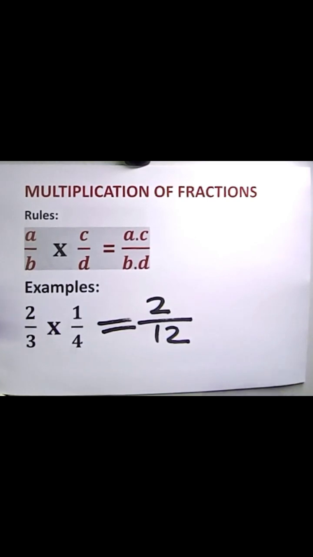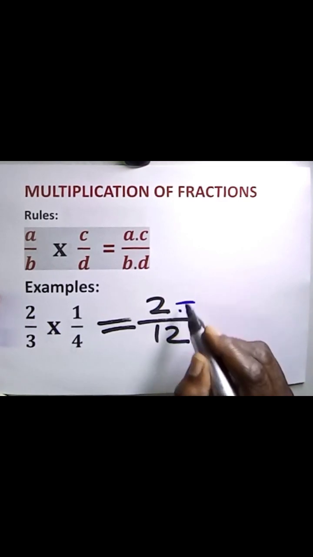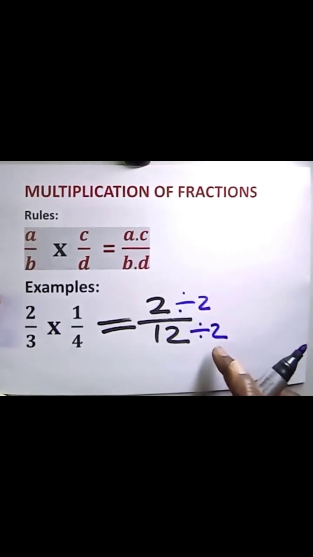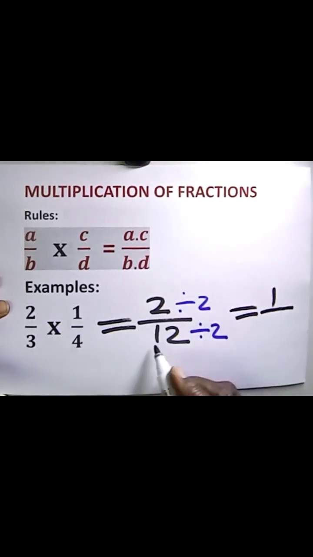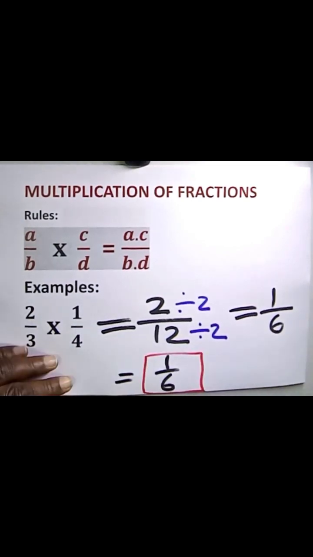How do we reduce it? Looking at these two numbers, we see that we can use 2 to divide it, and 2 can also divide 12. Whatever you do to the top, you also do to the bottom. 2 divided by 2 is 1, and 12 divided by 2 is 6. And that's the answer. Very simple. Multiply the numerators together and multiply the denominators together.